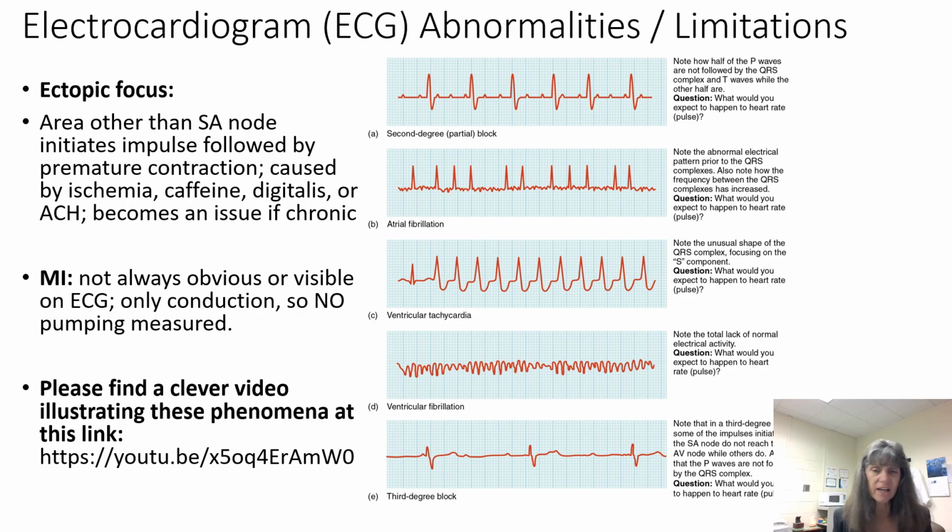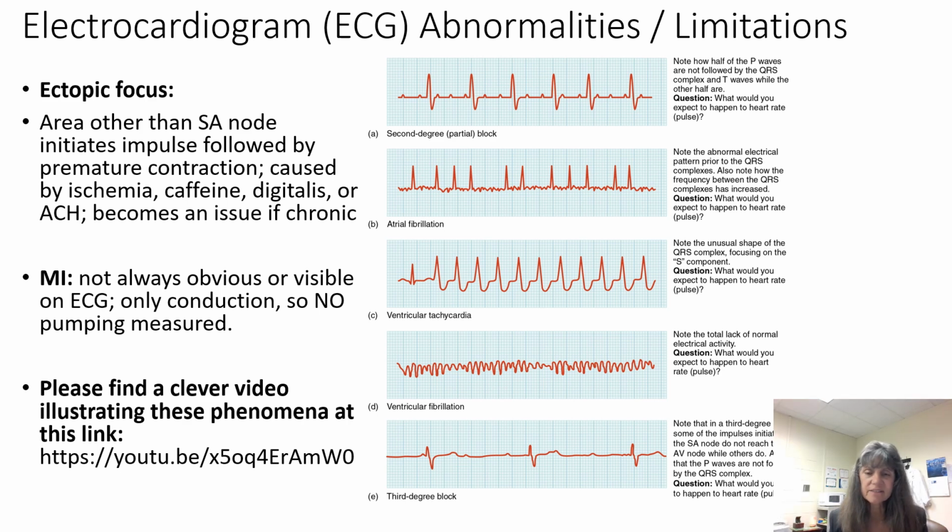a complete heart block at the atrioventricular node. With this one, I'm going to take me out of here for just a second so you can see that a little bit better. You'll note that some of the impulses initiated by the SA node, the sinoatrial node, don't even reach the AV node, while others do. And the P waves aren't necessarily followed by a QRS complex.